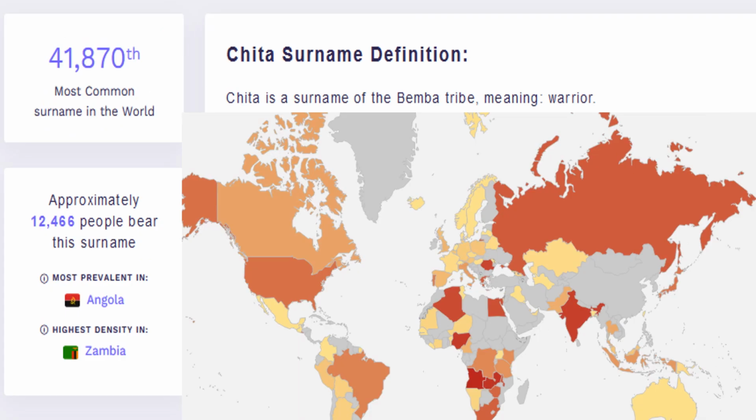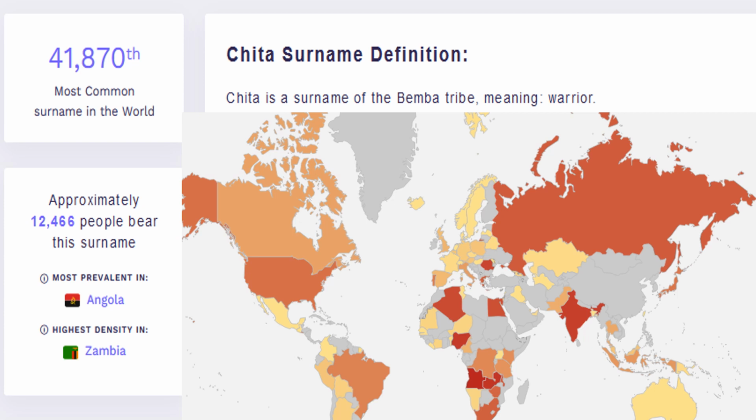We've talked about this name Chitta before, this word Chitta. And you can see when it's with one T that it is widely dispersed. But the concentration of the name is primarily in Africa, looking at Angola and Zambia. But you can see this name up into Asia, Eurasia. You see it in North, South, and Central America. So you see this name being widely dispersed, but there's a heavy concentration in Africa.